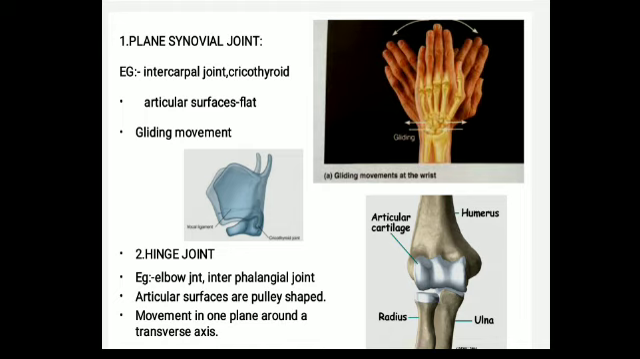Next variety of synovial joint is the hinge joint. Here the examples for hinge joint are the elbow joint and also the interphalangeal joint, that is the joint between the bones of the fingers. Here the articular surfaces are fully shaped, and the movement happening in this hinge variety is around a transverse axis, either flexion or extension. So these are the movements happening. The best example is the elbow joint.